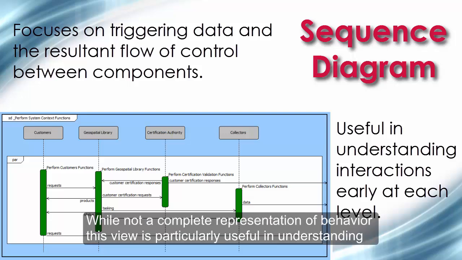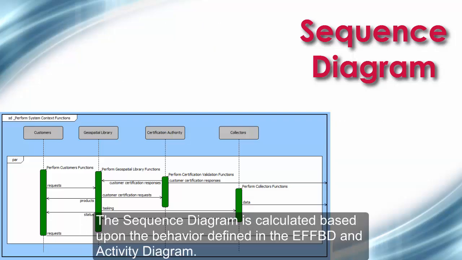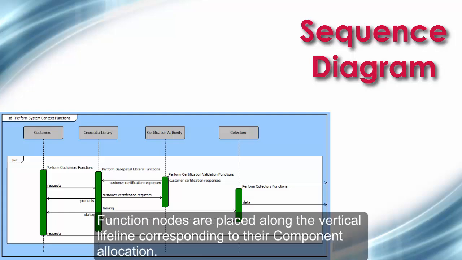While not a complete representation of behavior, this view is particularly useful in understanding and confirming interactions early at each level of the system definition effort. The sequence diagram is calculated based upon the behavior defined in the EFFBD and Activity Diagram. Therefore, this video assumes that you have viewed either the EFFBD or Activity Diagram video.